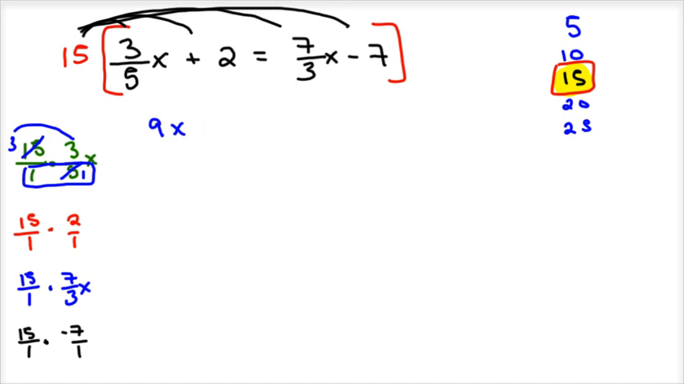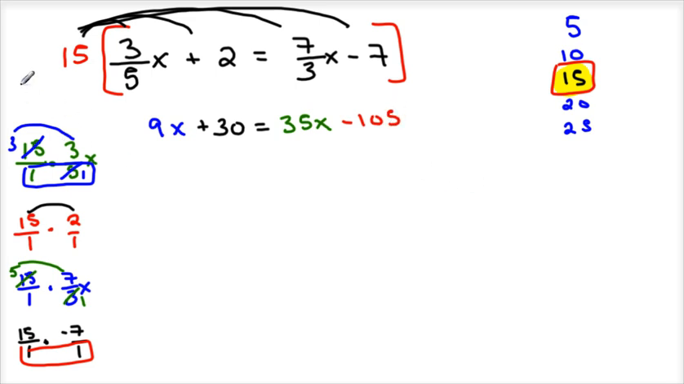My second term, 15 over 1 times 2 over 1. Well, nothing can simplify, the ones are just the same. So 15 times 2 is 30, so plus 30. My third term, 15 over 1 times 7 over 3x. Well, my 15 and my 3 simplify. Both are divisible by 3. 3 divided by 3 is 1, 15 divided by 3 is 5. And then I have 5 times 7x, which is 35x. And last but not least, I have 15 over 1 times negative 7 over 1. I already have 1 in my denominators, so 15 times 7, and I get negative 105.